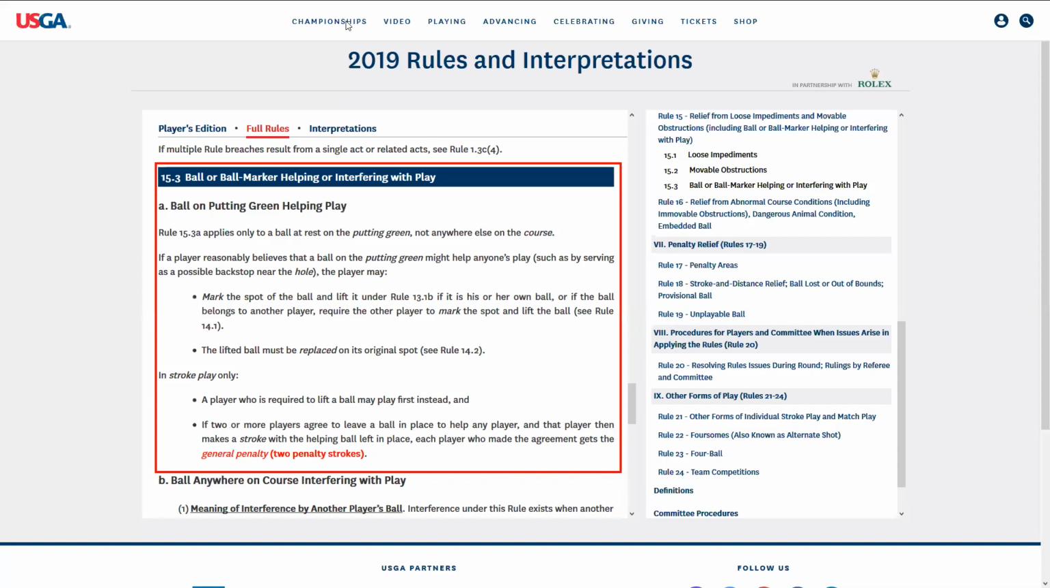4-ball stroke play. A says to B, hey, leave the ball there. At a minimum, they're going to get a 2-stroke penalty unless they know it was a violation, in which case they're going to be disqualified.